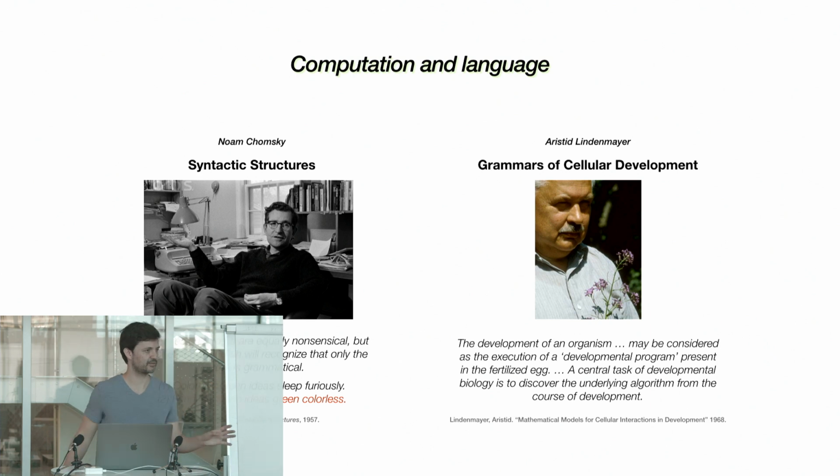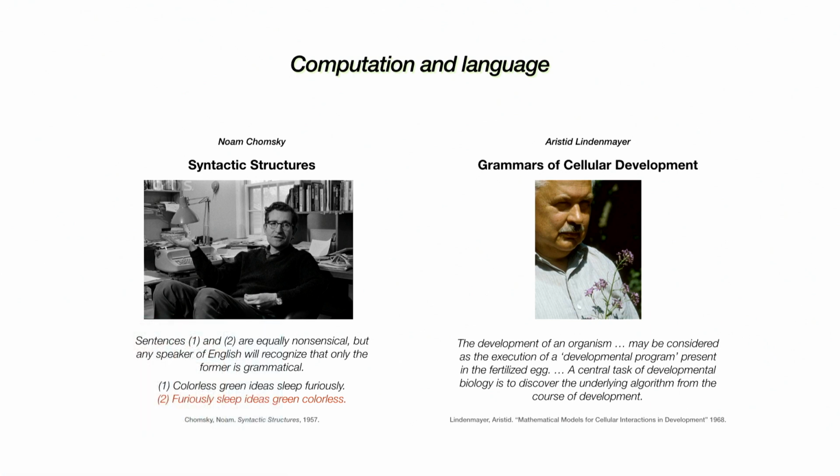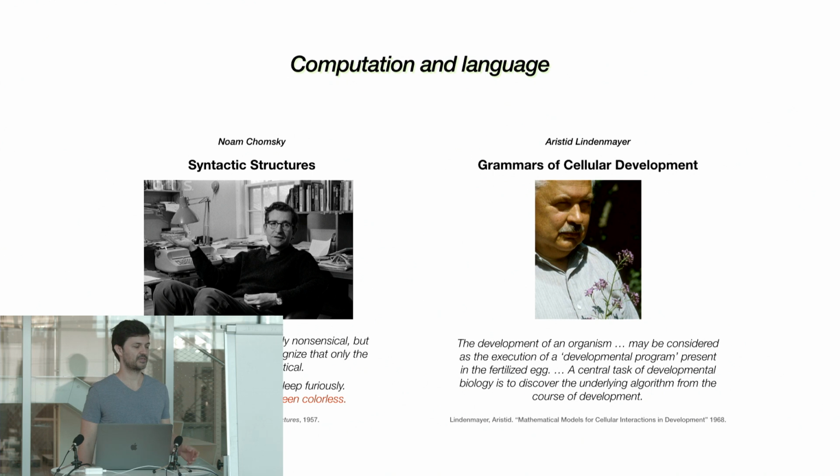On the other side, computation started being explored as a means of creating a language theory. And you have Chomsky here, who tried to make a system of English language based on rules, which are similar to rules like you have in Turing machine or any kind of computational system. And then this went all over the place, especially relevant in computational biology, and Aristide Lindenmayer, who devised a kind of system of cellular growth based on computation.